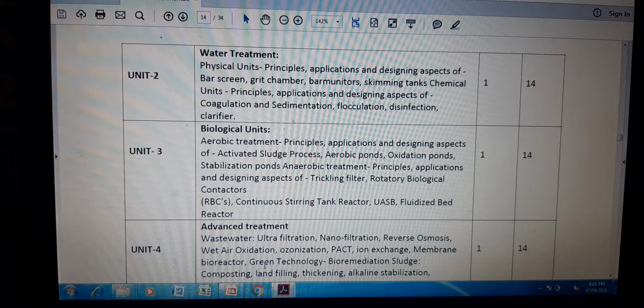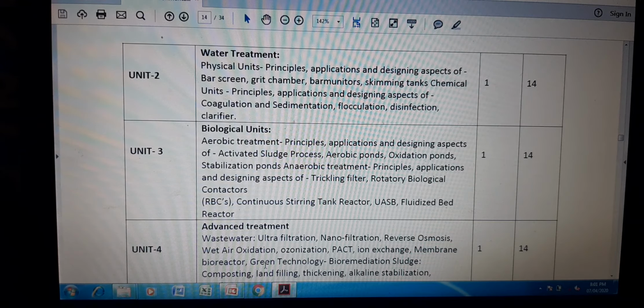in the tertiary part for the treatment of the wastewater, or sometimes it is called the tertiary treatment of the wastewater. So advanced treatment means advanced techniques are used in this treatment. After the biological treatment, the last part of the wastewater treatment is the advanced, or tertiary, treatment. And afterwards we will see green technology, bioremediation of the sludge, and composting, landfilling, thickening, and alkaline stabilization. Okay, so one by one we will see in detail.